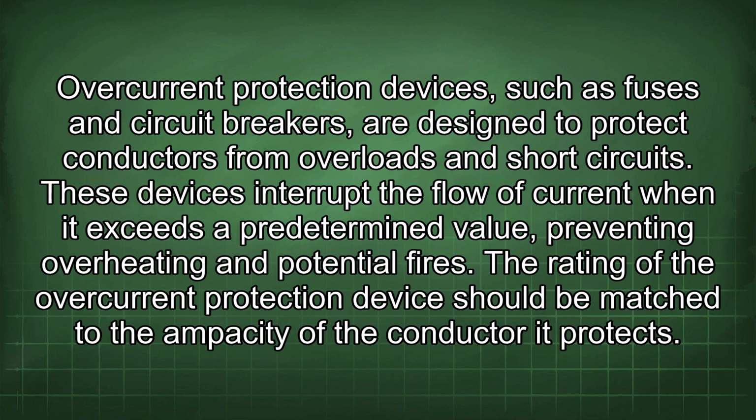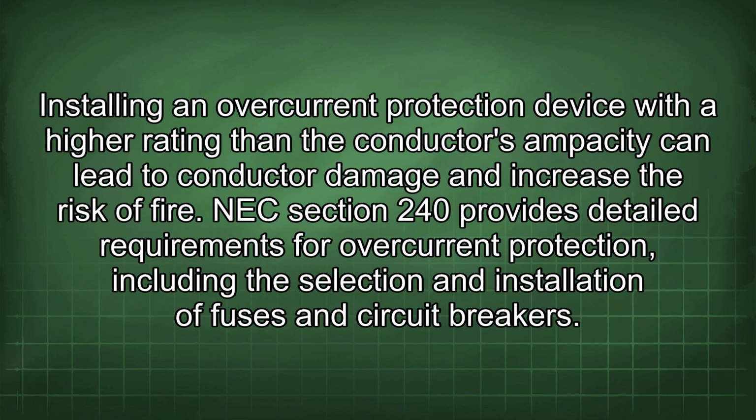Overcurrent protection devices, such as fuses and circuit breakers, are designed to protect conductors from overloads and short circuits. These devices interrupt the flow of current when it exceeds a predetermined value, preventing overheating and potential fires. The rating of the overcurrent protection device should be matched to the ampacity of the conductor it protects. Installing an overcurrent protection device with a higher rating than the conductor's ampacity can lead to conductor damage and increase the risk of fire. NEC Section 240 provides detailed requirements for overcurrent protection, including the selection and installation of fuses and circuit breakers.